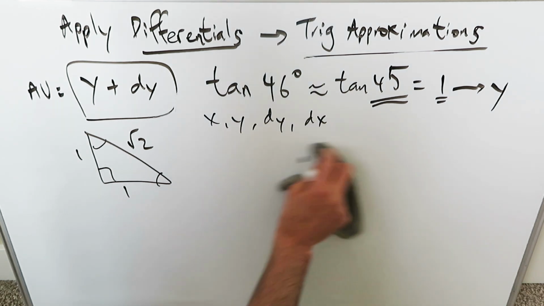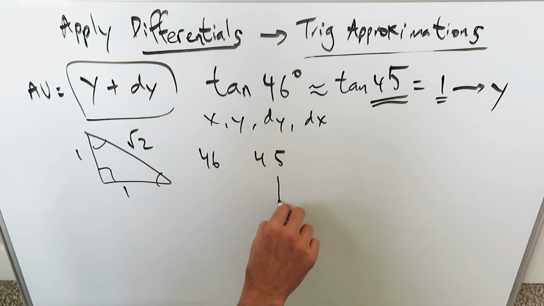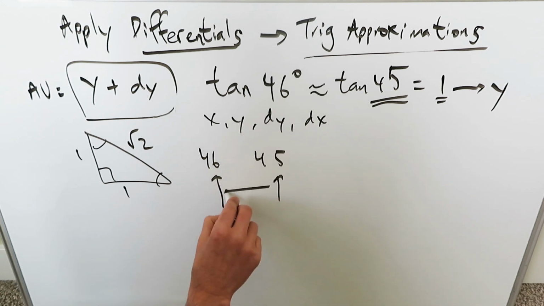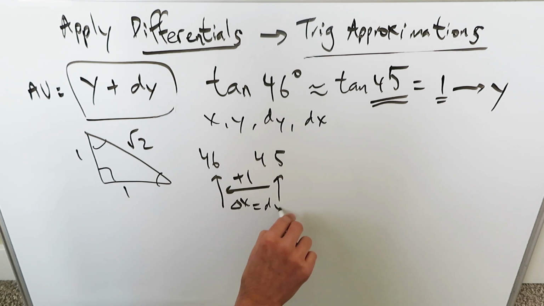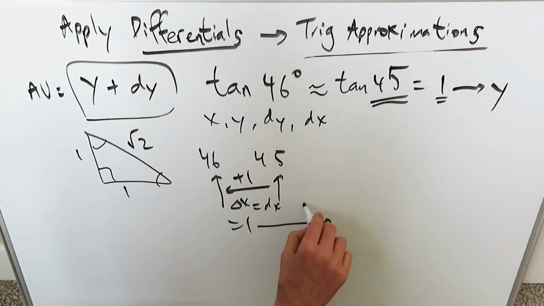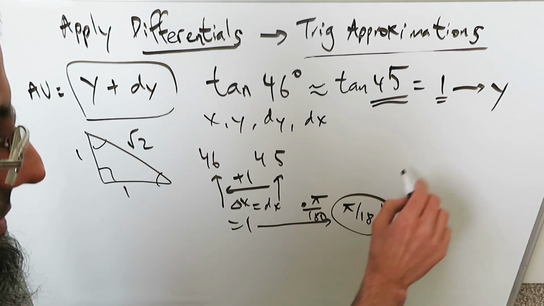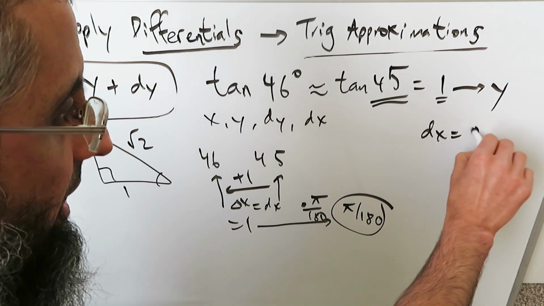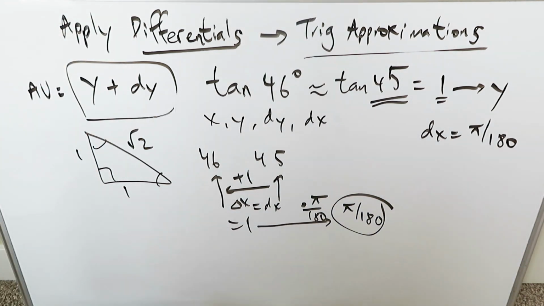dx is easy. Think about your incremental change. I have a 46, I have a 45. Here's my one x value, here's my other. I'm coming back over here, I'm doing a plus 1. My delta x here, which is equal to my dx, is equal to 1. But you have to convert this into a radian. You multiply this by pi over 180, which is equal to pi over 180. That's your dx. My dx here is equal to pi over 180 radians. And that part is done.